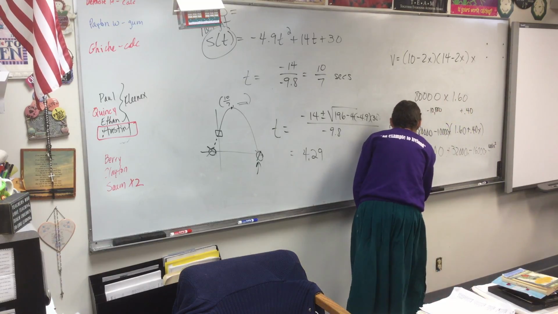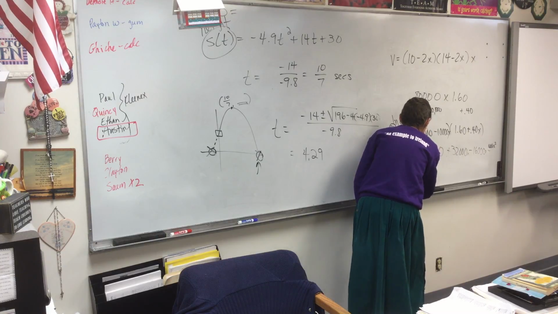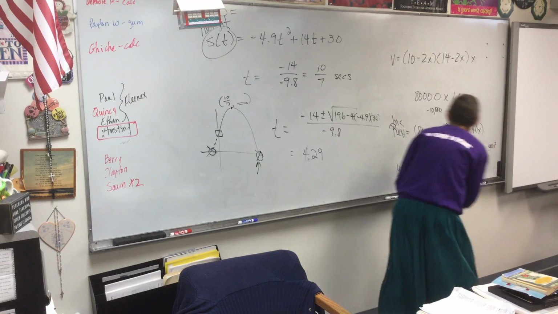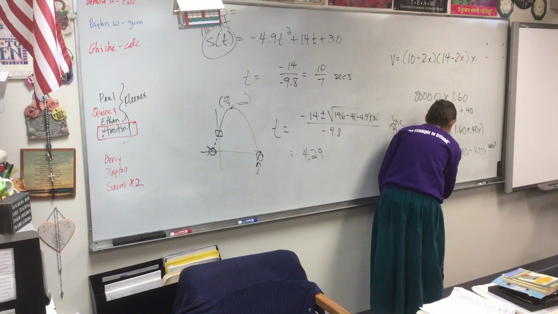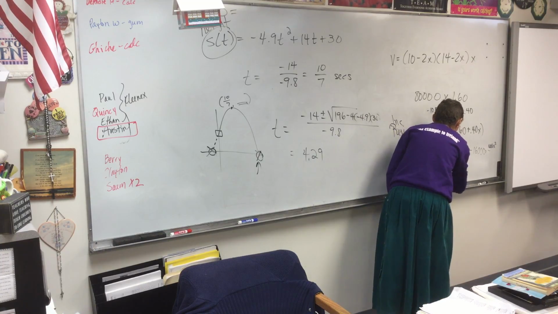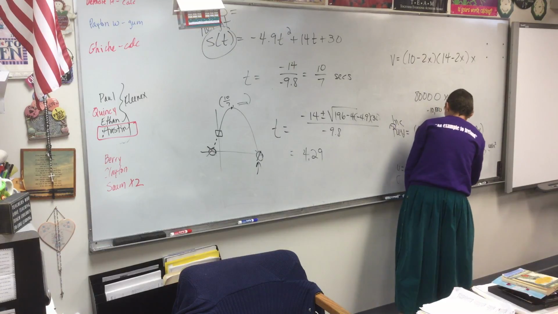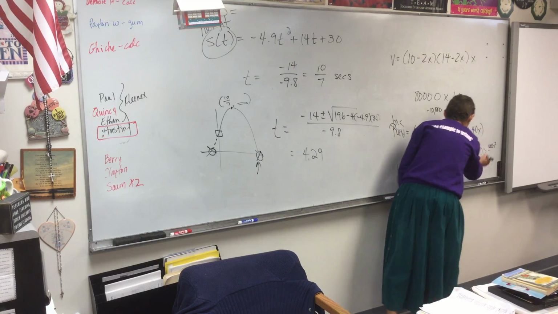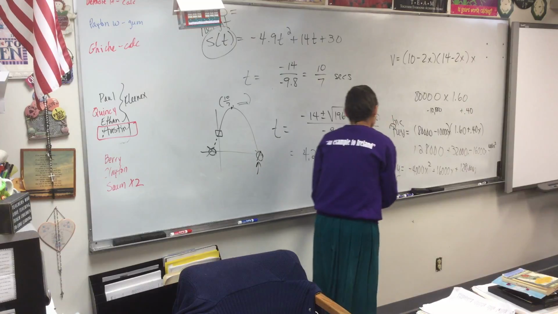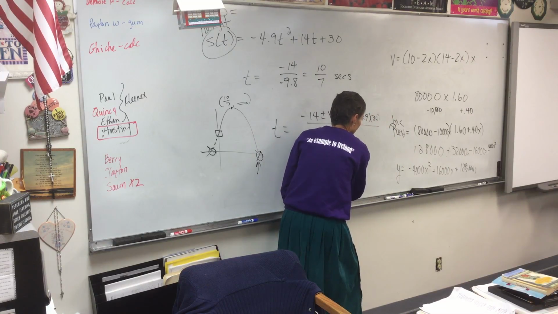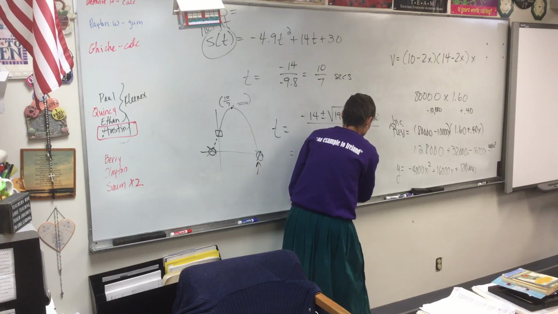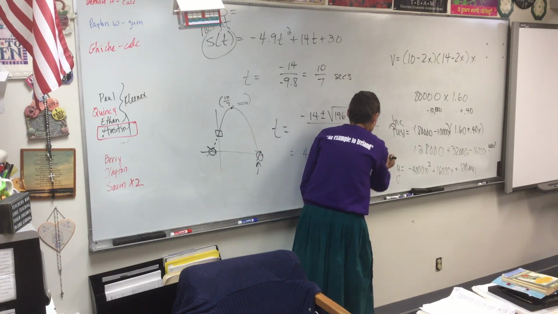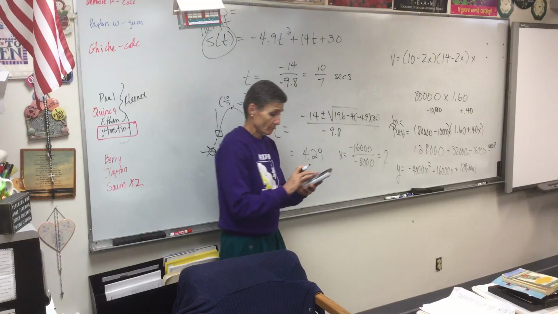Okay, so if I did my multiplication right, I got negative 4,000 x squared plus 16,000 x, is that right? And then plus 128,000. Okay, so my vertex will be negative b over 2a. Did you get x equals 2?